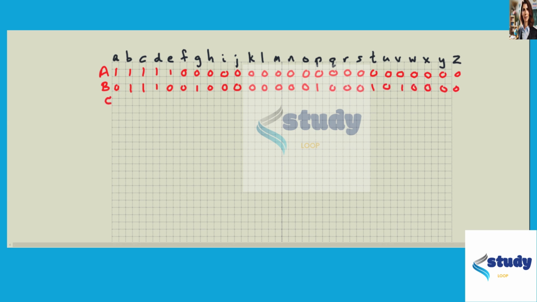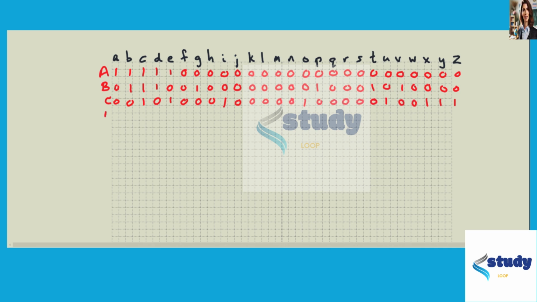Okay, two more. We've got C. C has elements C, E, I, O, U, and then X, Y, Z. And since those are the only elements in set C, we're going to put 0s everywhere else.